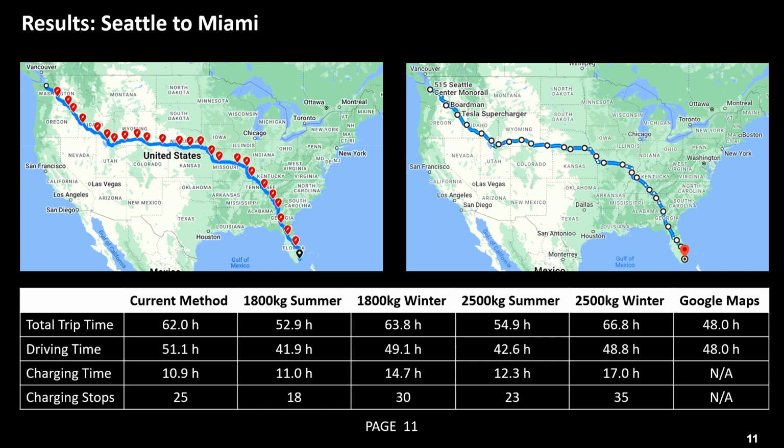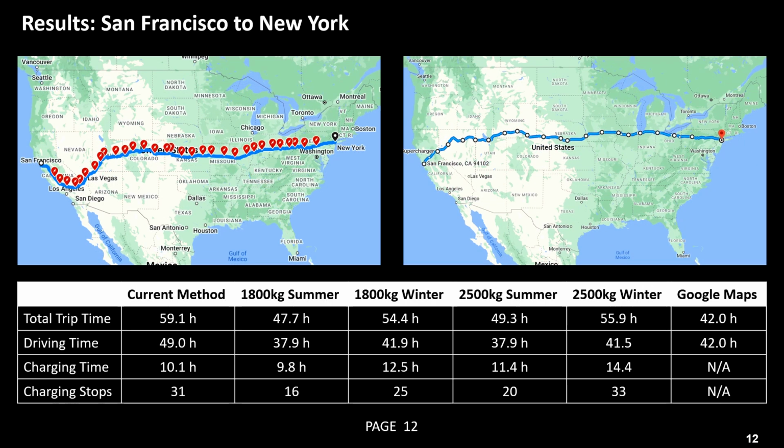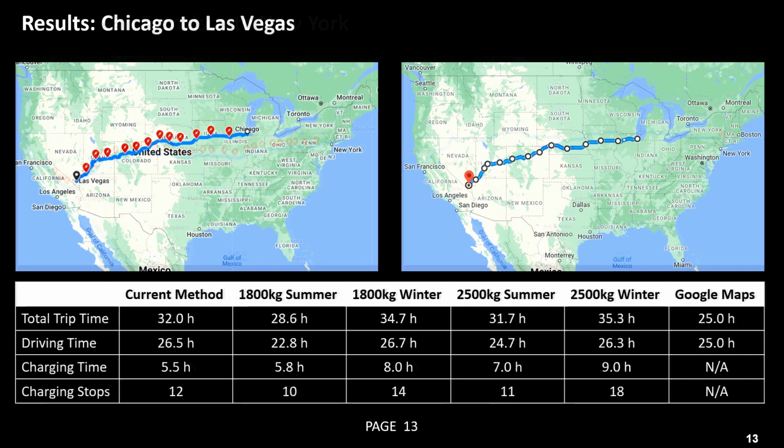A similar pattern can be seen on the results from Seattle to Miami, as well as can be seen on the trip from San Francisco to New York. Even shorter long-distance trips, such as this one from Chicago to Las Vegas, it can be seen that the variance can be quite large.